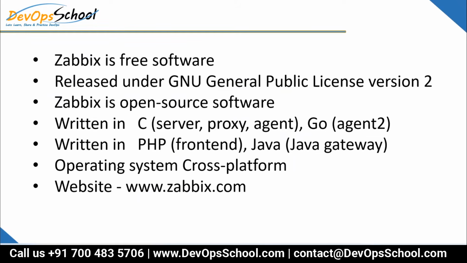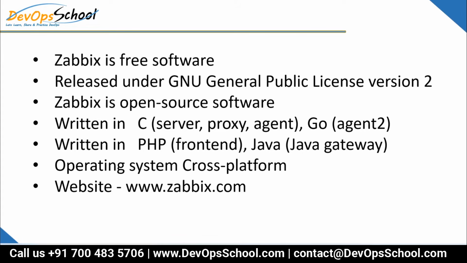Zabbix is open source software, and it's written in C. Now which parts of Zabbix are written in C? Zabbix server is written in C. Zabbix proxy is written in C. Zabbix agent, the older version, is also in C. We have two versions of the agent: you can see agent and agent 2. Agent, version 1, is written in C, and agent 2 is written in Go.